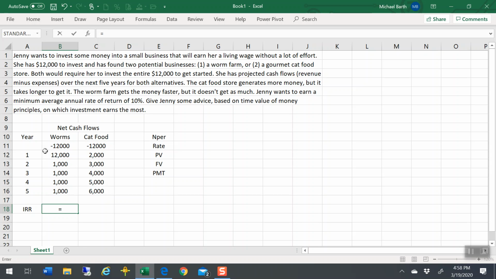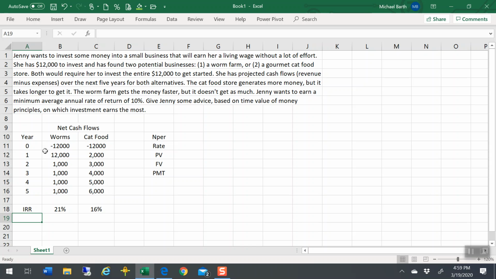If we use the Excel function =IRR, open parentheses, and then cover up the cash flows from time 0 through year 5: at year 0, or today, Jenny would have to spend $12,000, would get back $12,000 in 1 year, and then $1,000 a year for years 2, 3, 4, and 5. That's an average annual return of 21%. With the cat food store, it's only 16% average annual rate of return, because it takes longer to get the money. Okay, so that's the IRR function.